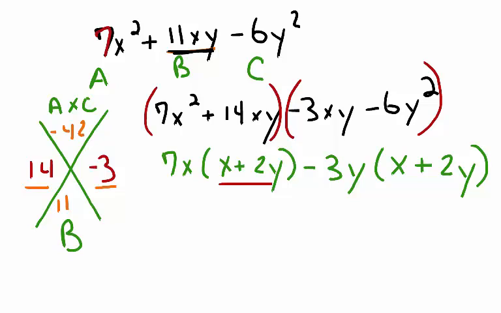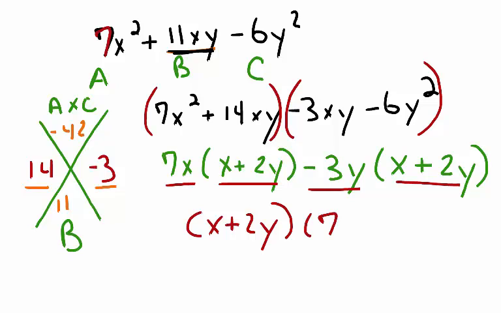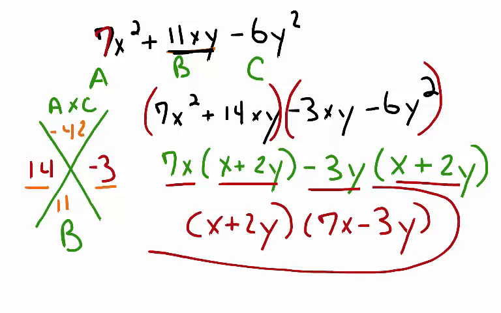Here, I see that these factors are identical. I rewrite them. And then I take the GCF that I factored out of each group and write it as a second factor. So now we have completely factored our trinomial. Here it is in factored form, and we've completed the problem.